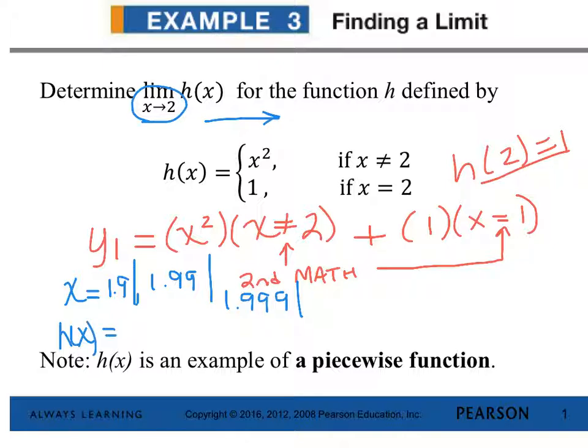So 1.9 squared is 3.61. And then 1.99 squared is 3.9601. And 1.999 squared is 3.996001.